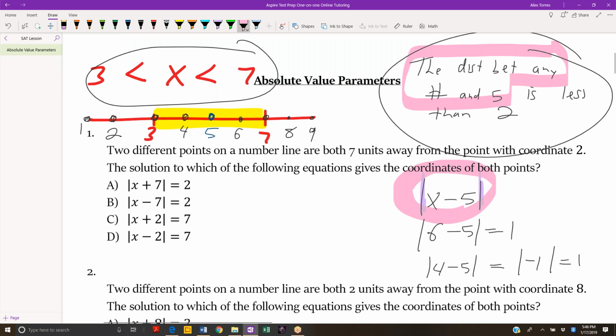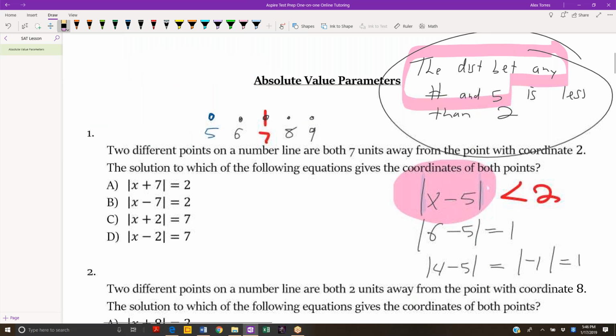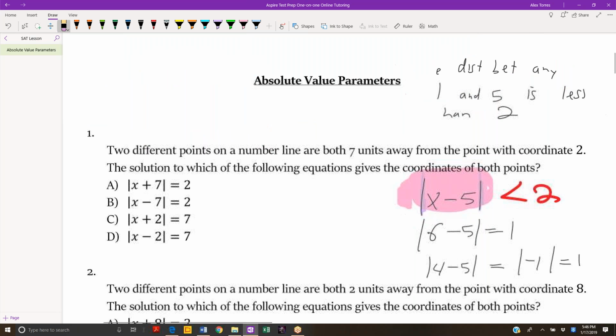Could I have put the 5 first? Yeah, I could say the absolute value of 5 minus x and it would mean the same thing. Because that's what absolute value does. Because it's turning it positive, it doesn't matter which one comes first. But in any case, that's the distance between any number and 5 in pink. And that distance must be less than 2. So, kind of a funky, weird idea, but it gets a little easier every time we try to apply it.